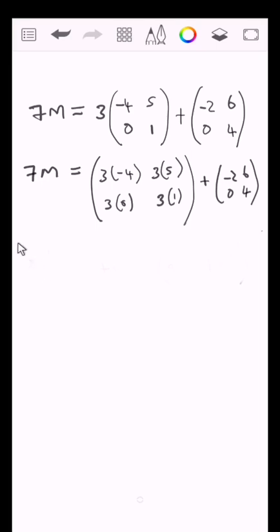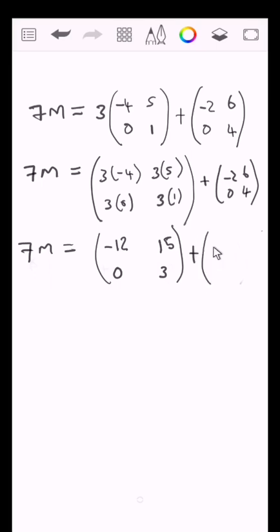So let us now multiply. Saka 7M iri equal to 3 times minus 4, that's minus 12. 3 times 5, that's 15. 3 times 0, that's 0. 3 times 1, that's 3. Plus [-2, 0; 6, 4].